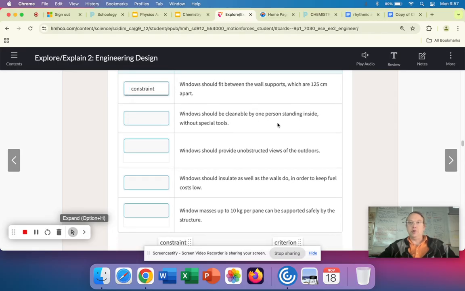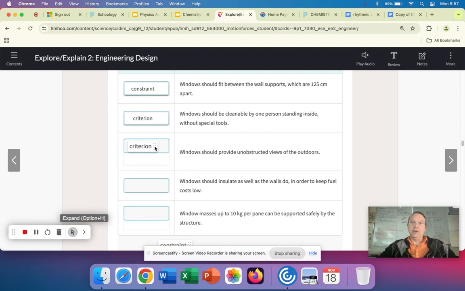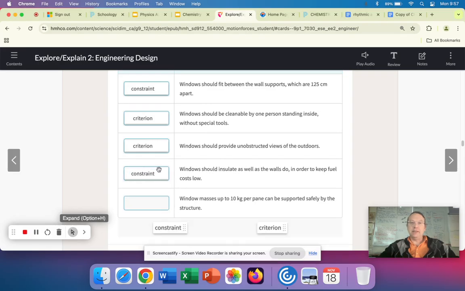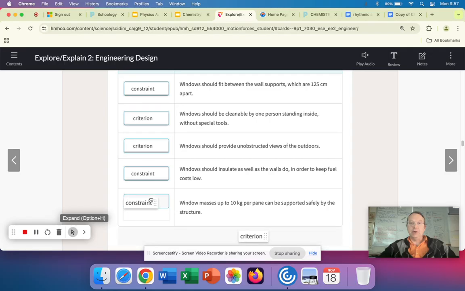It has to be cleanable by someone standing inside. That's a desirable outcome. We want it to have beautiful views, so that's a criteria. It's something we desire. If it's a good insulator to keep fuel costs low, something like if the fuel costs go too high on the building, that's a limitation. And if it can only go up to 10 kilograms, that's a constraint.